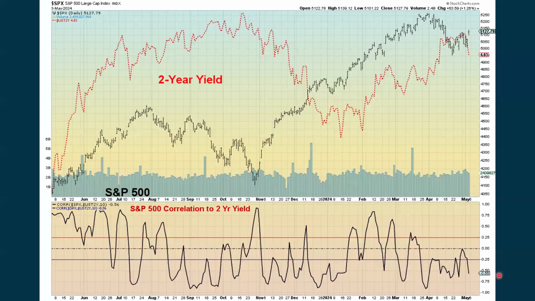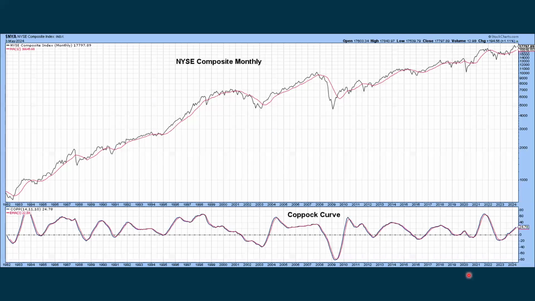And then we look at the 2-year yield compared with the S&P. They're having a pretty strong tendency to go in opposite directions. And we look at some long-term charts. This is a monthly chart of the NYSE. We're above the moving average, and we did have an up week this past week. The longer-term momentum continues to be positive.